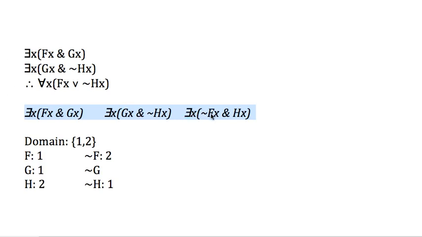The premises are true and the denial of the conclusion is true. But here's a case where in order to get the refutation, we had to have at least 2 objects. It was forced on us.